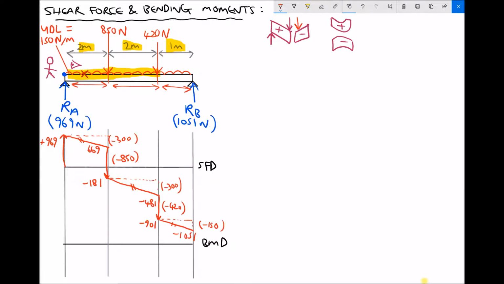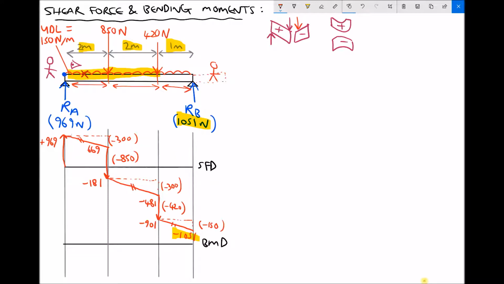Now we can see here that when we get to RB, or when we pass RB, so now we're stood over here somewhere, RB would be pushing the left side up relative to the right if that beam was to continue like so. So it's causing positive shear. The other reason we know it's causing positive shear is because we're at minus 1051. The magnitude of RB is 1051.